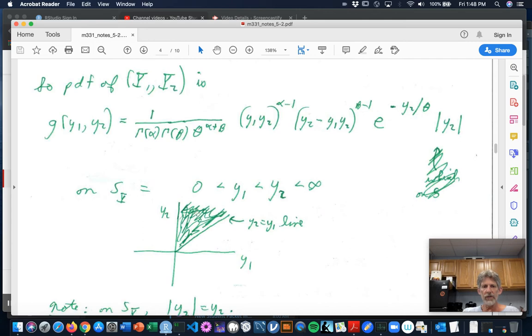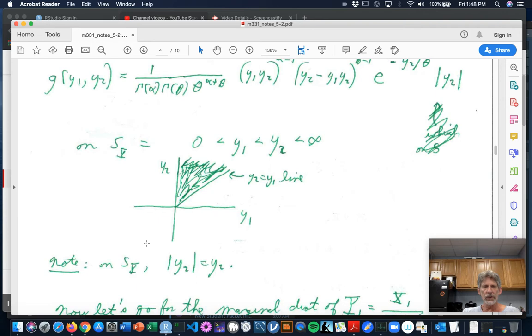And so you could graph it. Here's the y1 axis horizontal, the y2 axis vertical. And here's the line y2 equals y1. And if the y-coordinate y2 is bigger, that puts you above that line. And so you're in that like infinite triangle going on.